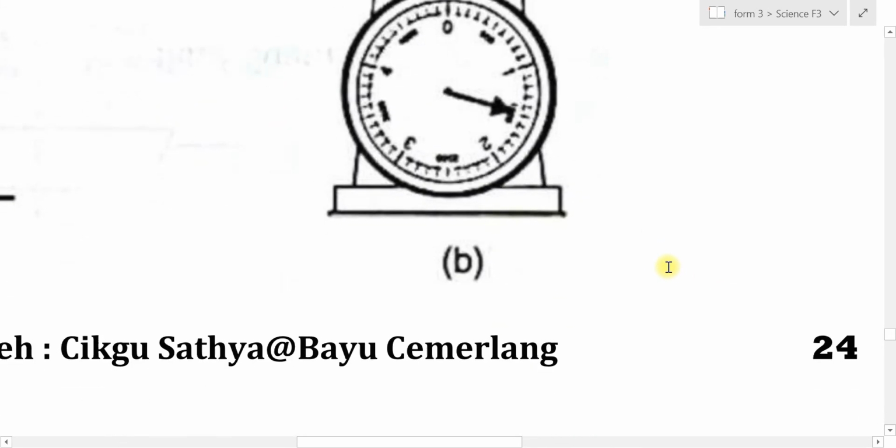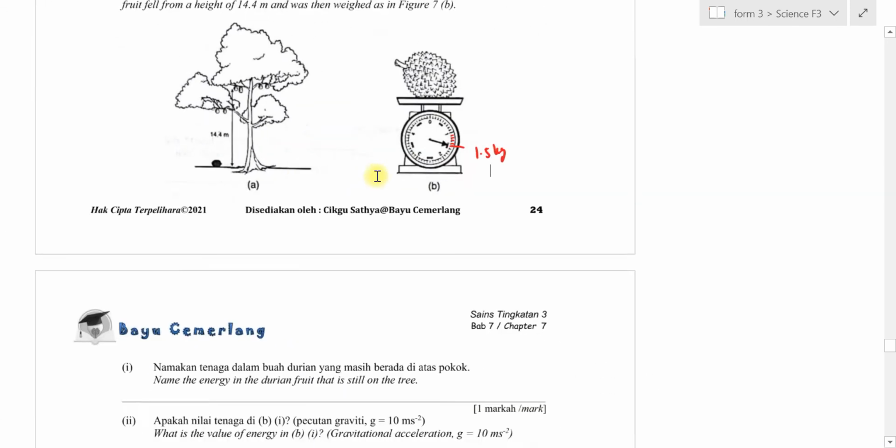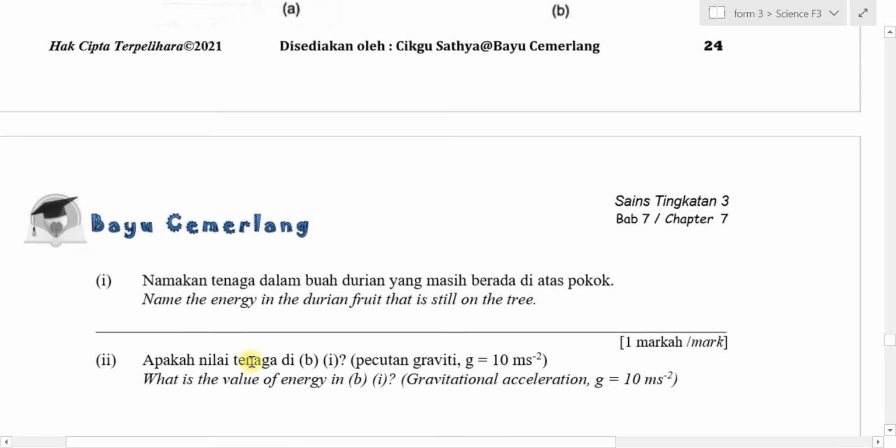Okay, let us see here. This is 1, 1.1, 1.2, 1.3, 1.4, 1.5, in the middle. So 1.5 kg, guys. Remember that? Okay. Now, name the energy in the durian fruit that is still on the tree. Still on the tree is due to height, right?